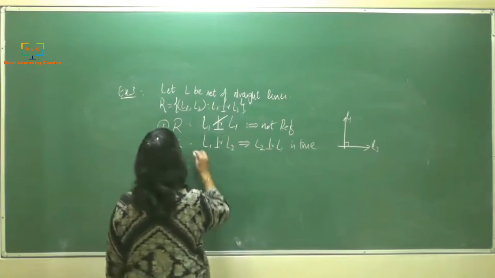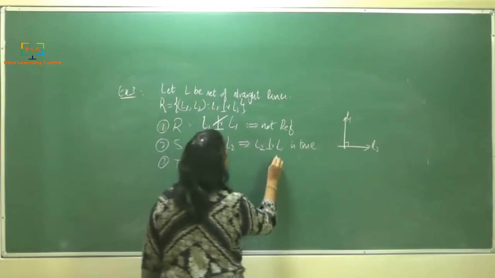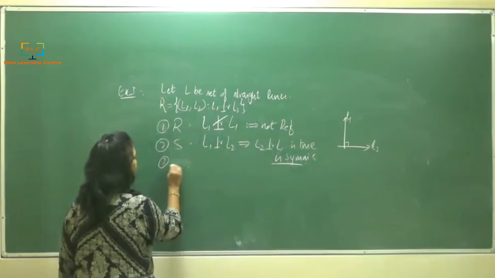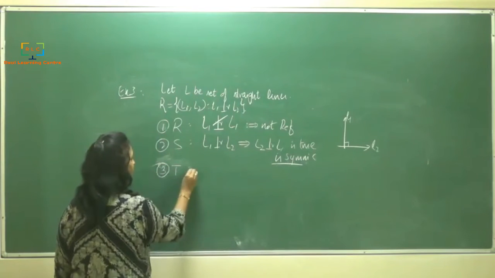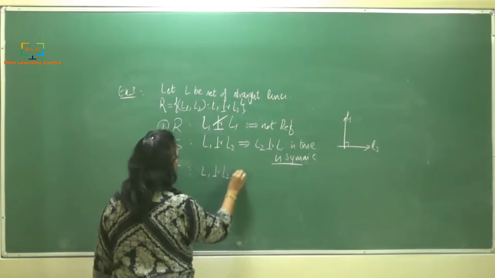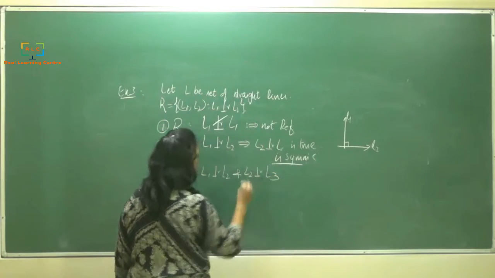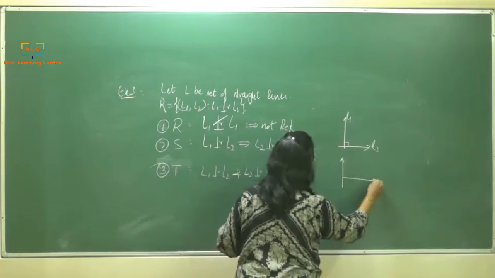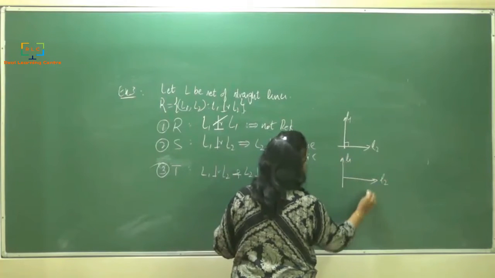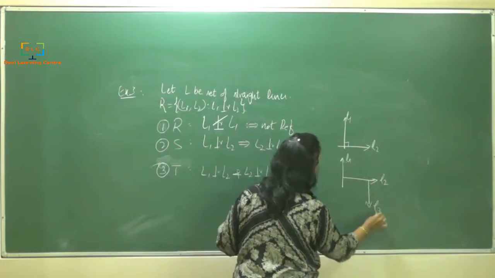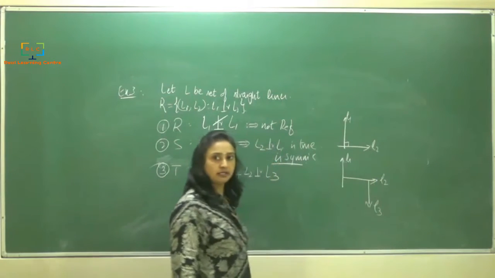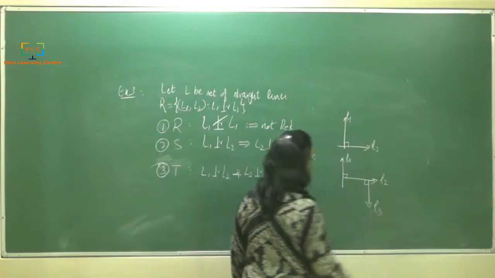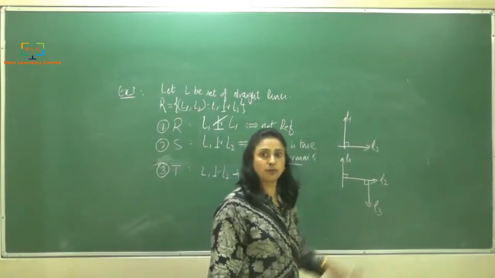So this is symmetric. It is not reflexive. It is symmetric. And what about transitive? L1 is perpendicular to L2 and L2 is perpendicular to L3. I should take 3 different lines. So I'll show you. L1 is perpendicular to L2 and L2 is perpendicular to L3. But how do you see L1 and L3 are? They are parallel, they are not perpendicular. L1 perpendicular to L2 is correct, L2 perpendicular to L3 is correct.